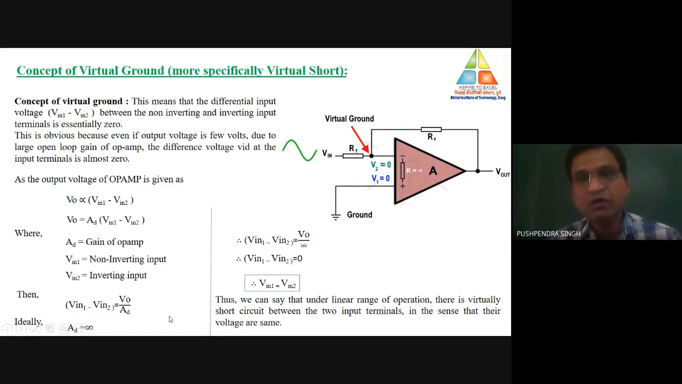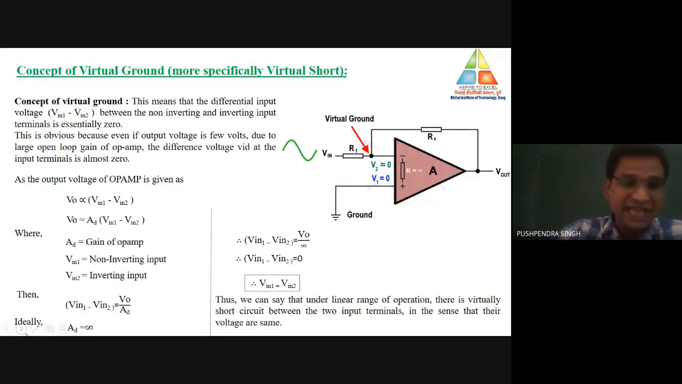Now, what is open loop gain? When we discussed the different parameters of the operational amplifier, I told you the open loop gain of the operational amplifier is infinite in ideal condition. In practical condition, that value will be in the range of 10 to the power 5 to 10 to the power 6. But in ideal condition, the value of gain is infinite. That means in most conditions, its value is very high.